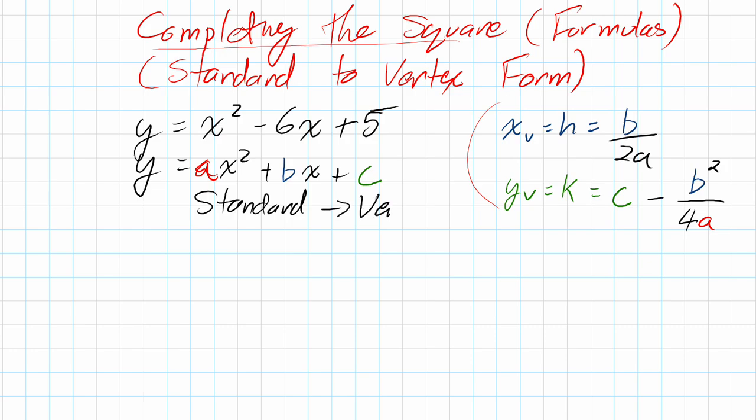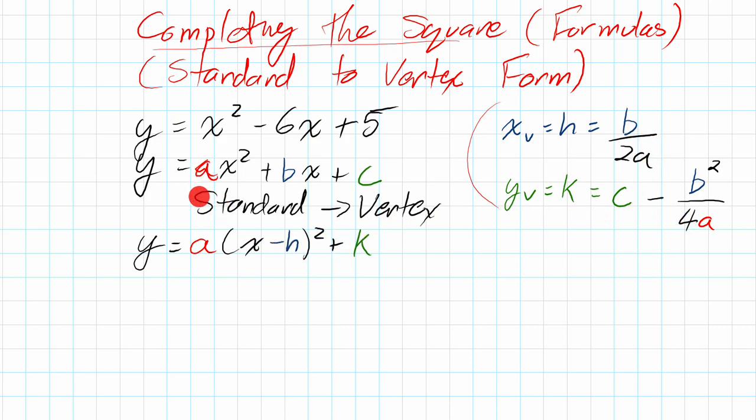to vertex, which is, if you remember, y is equal to a(x minus h) squared plus k. Okay, so essentially what we're going to do here is go from this form to this form. That's the purpose of completing the square. But we don't have to have that algorithm memorized. We can use some formulas to get some of our unknown values.